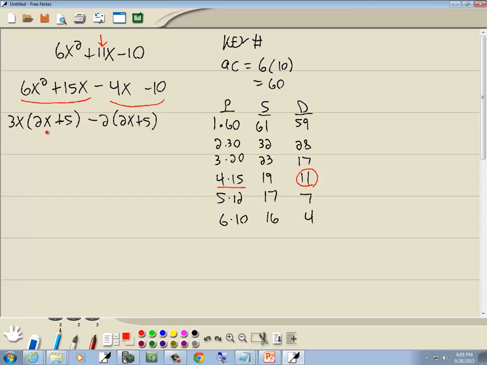Now our goal was to get whatever's inside the parentheses the same, and we have it, 2x plus 5. So I'm going to factor out a 2x plus 5. And to decide what goes in your second set of parentheses, you can cross out the 2x plus 5s, and what isn't crossed out is what goes in here, which would be 3x minus 2. So our answer is 2x plus 5 times 3x minus 2.